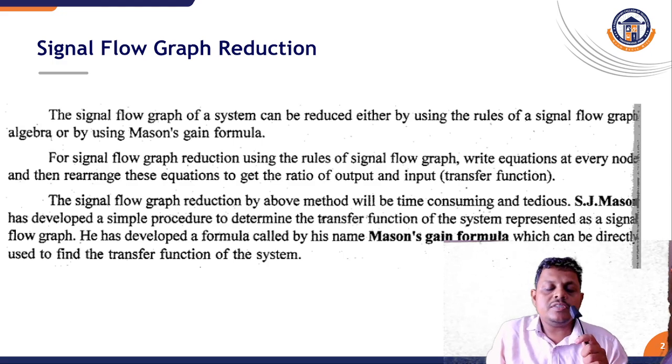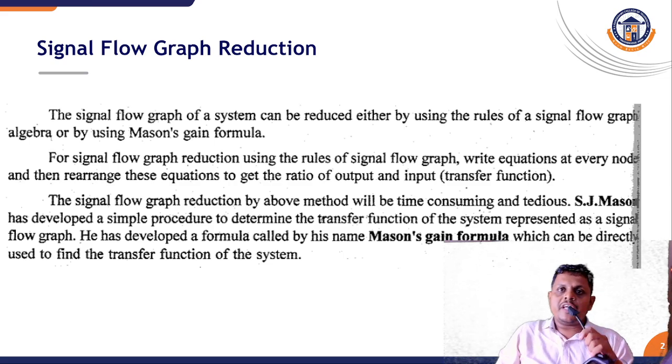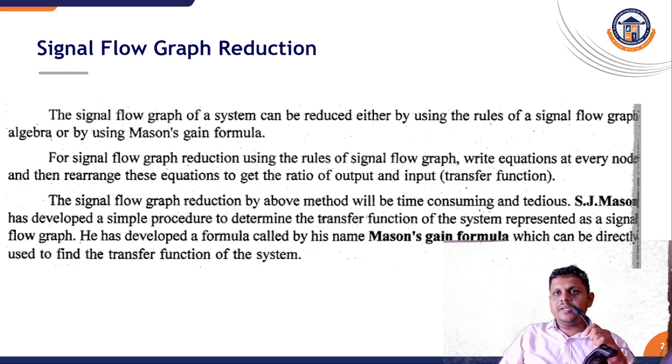First, signal flow graph reduction. The main purpose of signal flow graph reduction is to find the transfer function. Block diagram reduction is more complicated, so we are going to use the signal flow graph reduction technique to simplify it. The signal flow graph of a system can be reduced either by using the rules of signal flow graph algebra or by using Mason's gain formula.